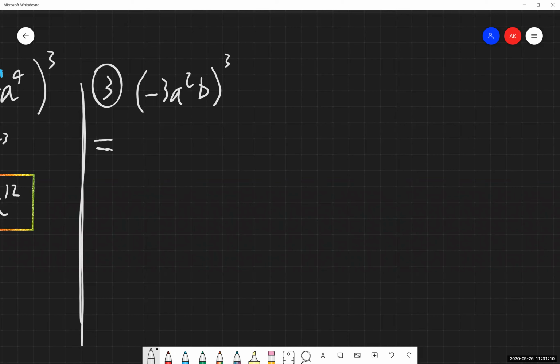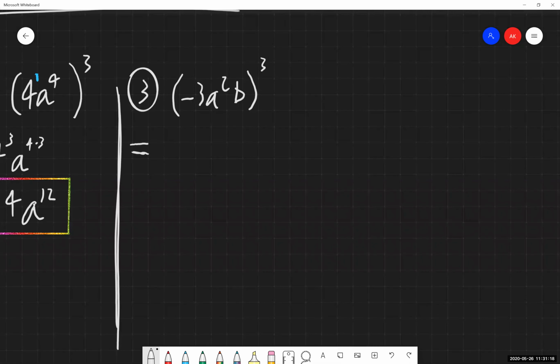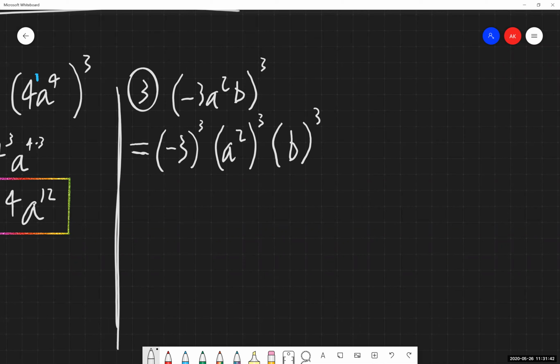So I'll show you guys, using that same idea, another way that some people I've seen in the past try and organize their work. I'm fine if you want to use it. It's pretty helpful, I think, but it's your choice. Because I have numbers, a's, and b's, I'm going to work with each of them individually. I want -3 to the third power. I want a squared to the third power. And then I want b to the third power. So you could write it in this form as well, because everything is inside of parentheses.